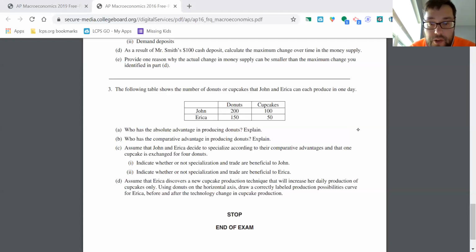And then now the new cupcake production technique, pay attention to this, right? Cupcakes only. And they don't give you a number. They just know that it's larger than that. So her production of donuts is not affected, right? So we don't know this number, but really we're just showing this sort of pivot in the PPC curve. All right, so that's enough for part D, just to show this shift in the PPC curve.